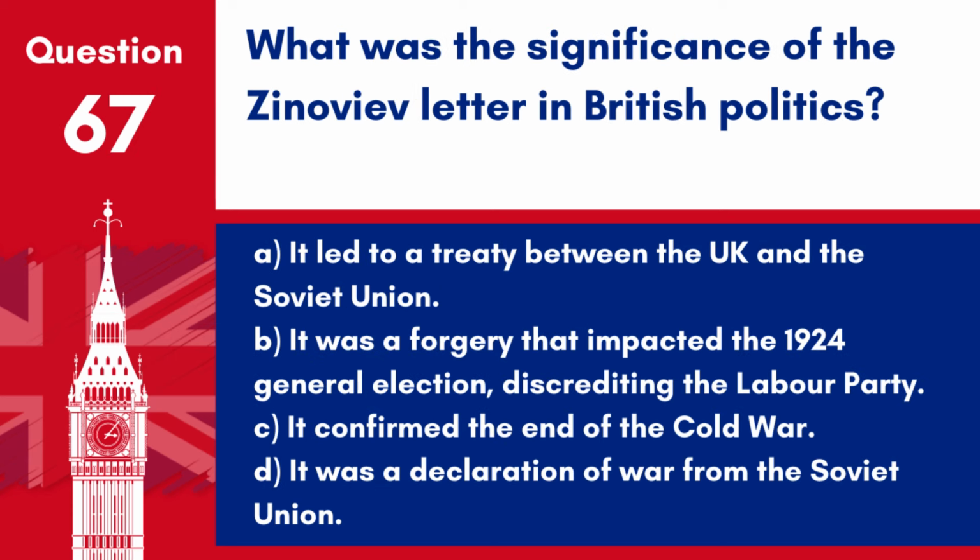Question 67. What was the significance of the Zinoviev letter in British politics? A. It led to a treaty between the UK and the Soviet Union. B. It was a forgery that impacted the 1924 general election, discrediting the Labour Party. C. It confirmed the end of the Cold War. D. It was a declaration of war from the Soviet Union.